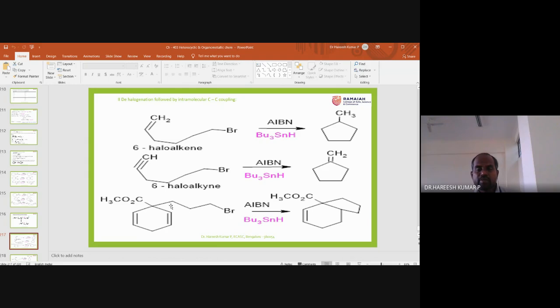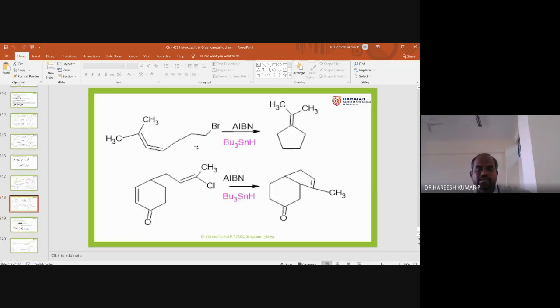So here I am writing one more thing. You can observe that this is a double bond and this is an alkyl halide. AIBN is a radical initiator. So it will initiate a radical at this position and this will break out, and this double bond homolytic cleavage forming a new bond between this radical and this radical, and there is a radical here. Okay. So with this, we'll go to the next slide.